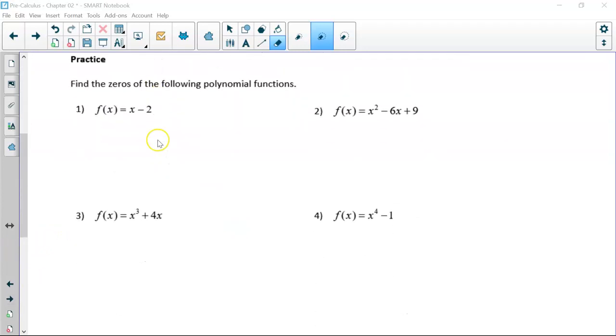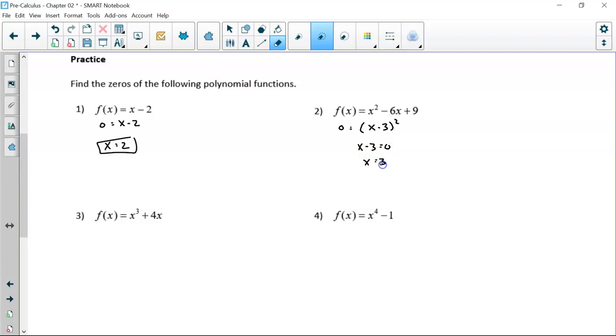Now we're going to find the zeros. Once again, the zeros are the x-intercepts, the values of x that make y equal to 0. So 0 equals x minus 2. When we solve, we get x equals 2. There's a zero. 0 equals, and we can factor this. When we factor x squared minus 6x plus 9, we get x minus 3 squared. So set the factor x minus 3 equal to 0, so x equals 3. Now, that solution is being repeated twice. It has a multiplicity of 2.